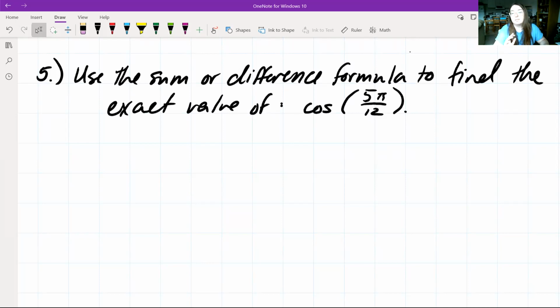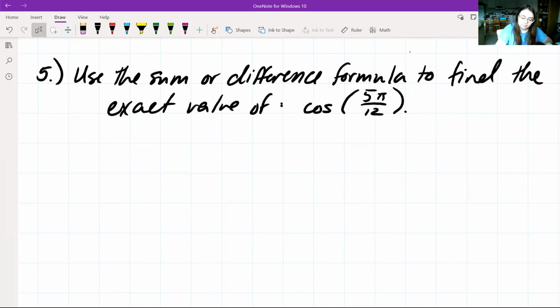So there are plenty of other ways that we can separate out 5 pi over 12. You can use the difference formula, you can use the sum formula, whichever one jumps out to you first. You just want to make sure that the values that you're adding or subtracting are going to be values that you can easily find on the unit circle. So that's the main key that you really want to be doing in that case.